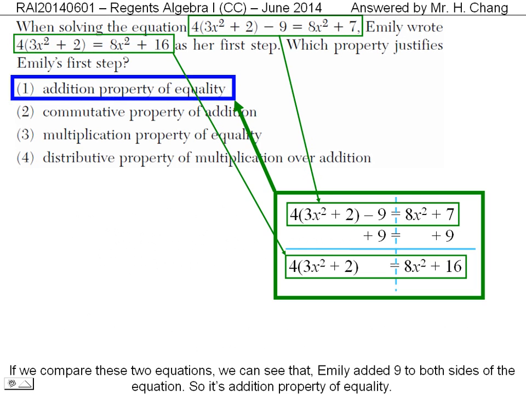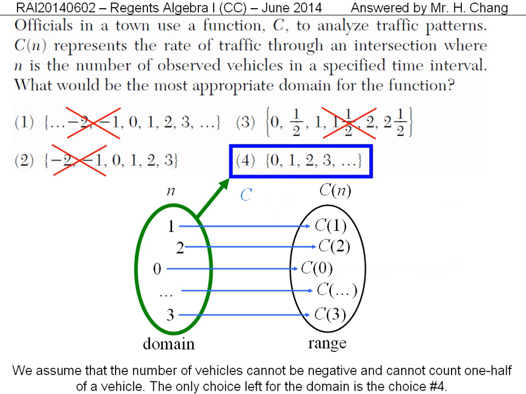Question number 1. If we compare these two equations, we can see that Emily added 9 to both sides of the equation, so it's the addition property of equality. Question number 2. We assume that the number of vehicles cannot be negative and we cannot count 1/2 of a vehicle. The only choice left for the domain is choice number 4.